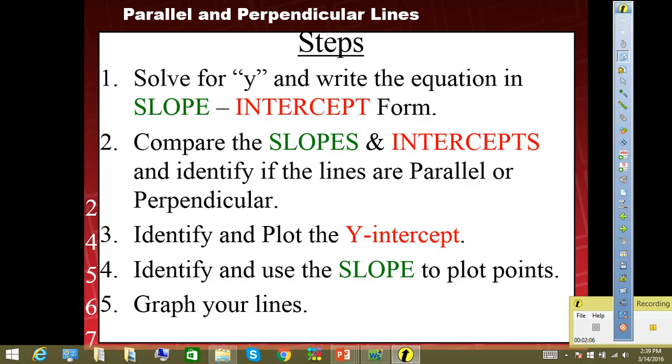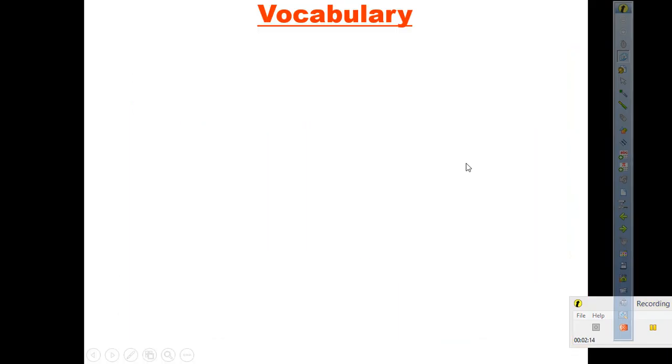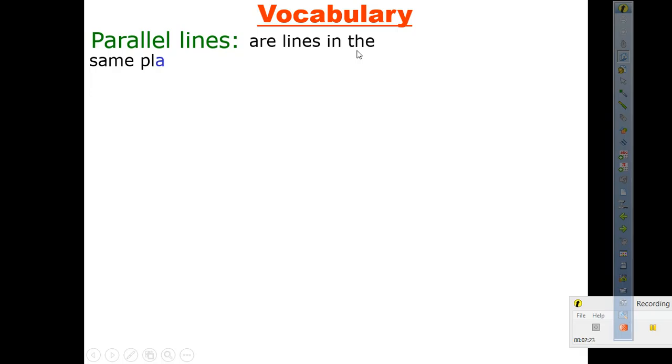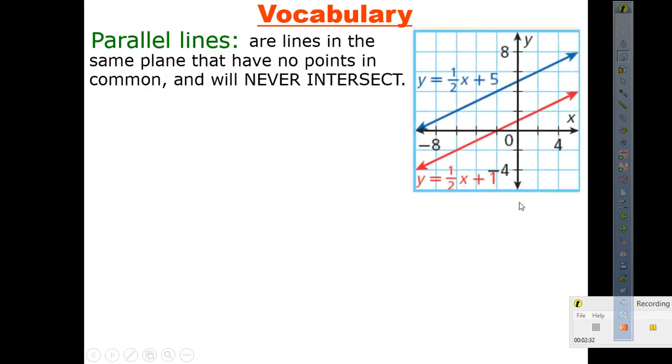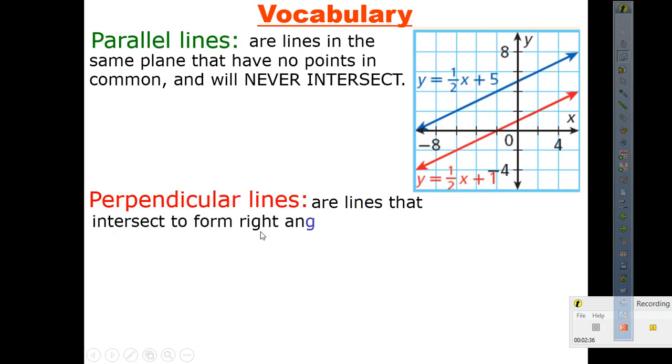All right, before anything else, let's clarify what parallel and perpendicular lines are. So check this out. According to the definition that our textbook gives us, look up, please. Don't write this down. Parallel lines are lines in the same plane that have no points in common and will never intersect. This is the example that they give us. Perpendicular lines are lines that intersect to form right angles. And this is the example they give us.